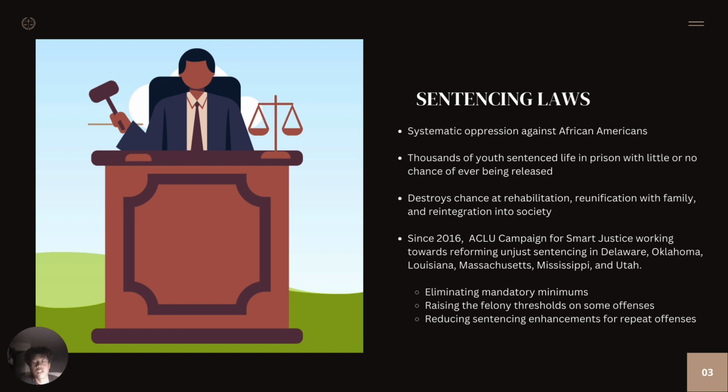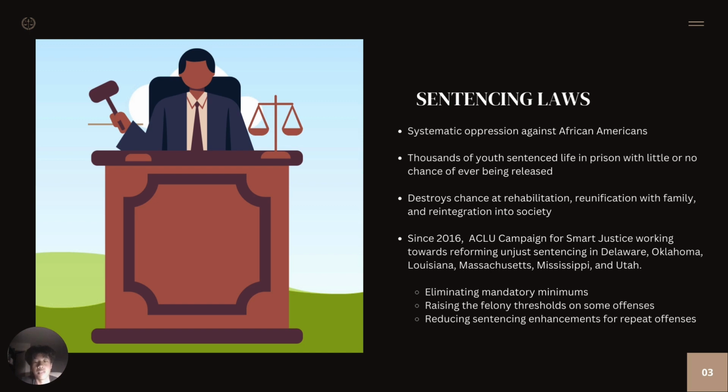But people have been trying to help with this issue. Since 2016, the ACLU Campaign for Smart Justice has been working towards reforming the unjust sentencing system. They've been victorious in Delaware, Oklahoma, Louisiana, Massachusetts, Mississippi, and Utah. And currently, they're working towards extending this outreach to all 50 states. What they've done is eliminate mandatory minimums. So let's say a person commits a crime, the sentencing will be different for each crime, and it'll depend on all of the different things that went into each situation, rather than just throwing a set number of years onto the crime.